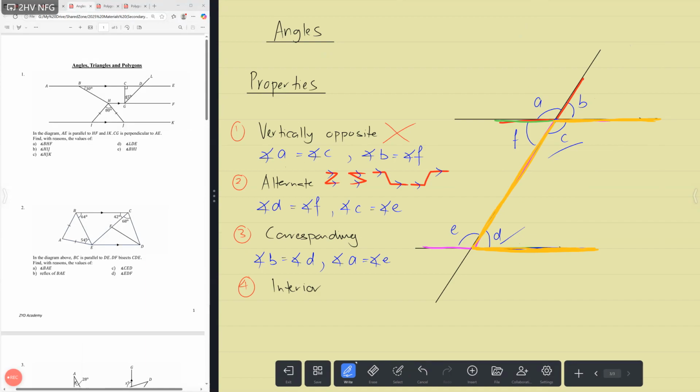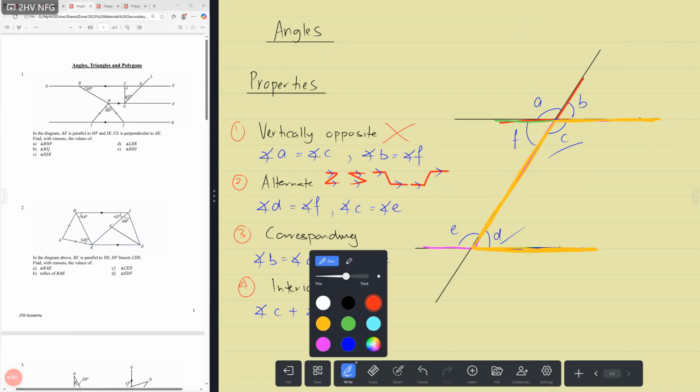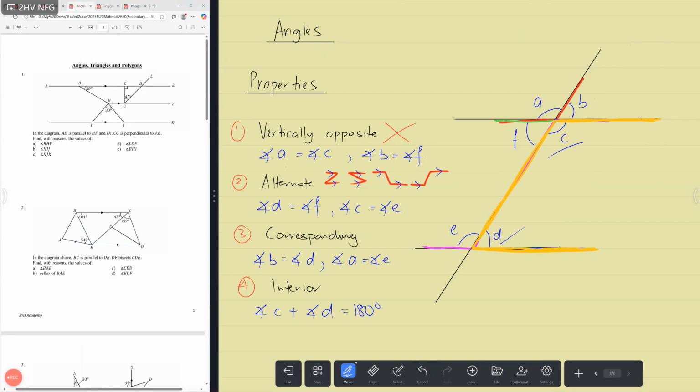For this case, our interior angles, which are angle C and angle D, are not equal. Instead they add up to 180 degrees. So basically interior angles are two angles that make up 180 degrees. The difference between interior and corresponding angles, which are quite similar, is that for interior angles, the two angles are facing each other. Angle C is looking at angle D, and angle D is looking at angle C.